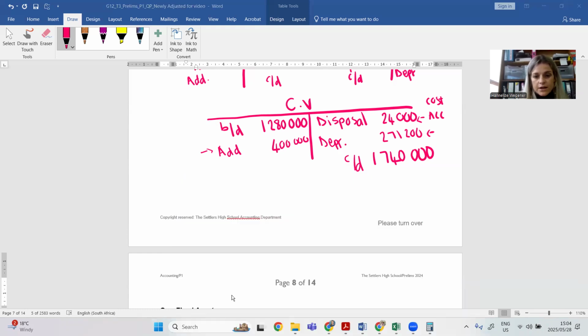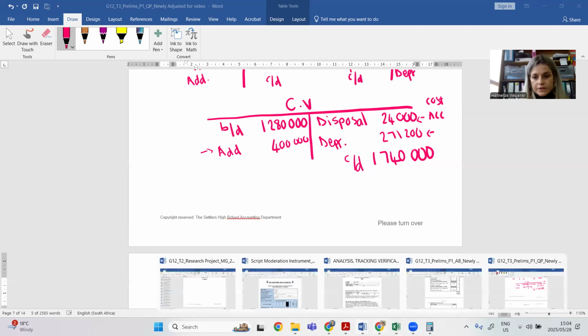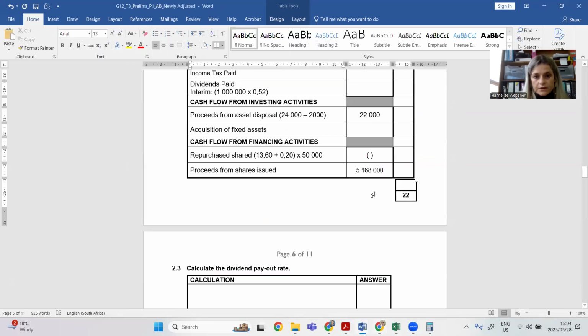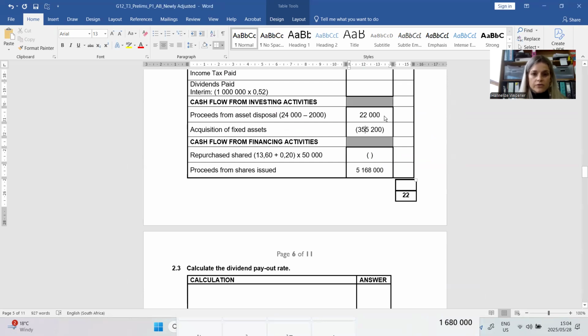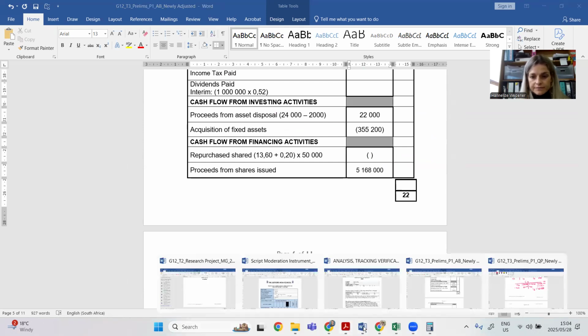So 355,200 is in your acquisitions. There we go. They told us that we paid for this. Therefore, it is in brackets. 355, not 335. 355,200 in brackets for your outflow for your acquisition of fixed assets. Okay. Right, moving on.